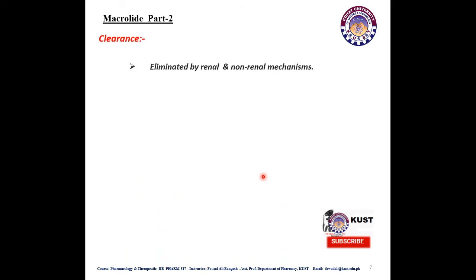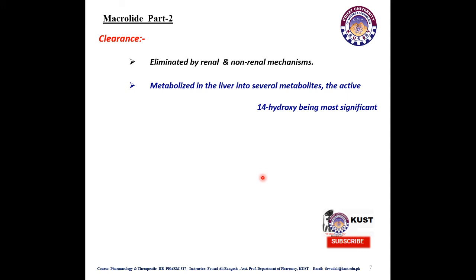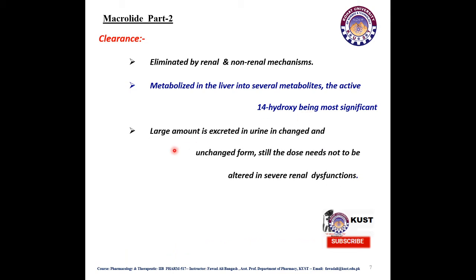Okay. Then clearance: eliminated by both renal and non-renal mechanisms. It is metabolized in the liver into several metabolites, the active 14-hydroxy being the most significant, because it plays an important role in the antibacterial spectrum. A large amount is excreted in urine in changed and unchanged form. Still, the dose need not be adjusted, specifically in severe renal dysfunction patients.